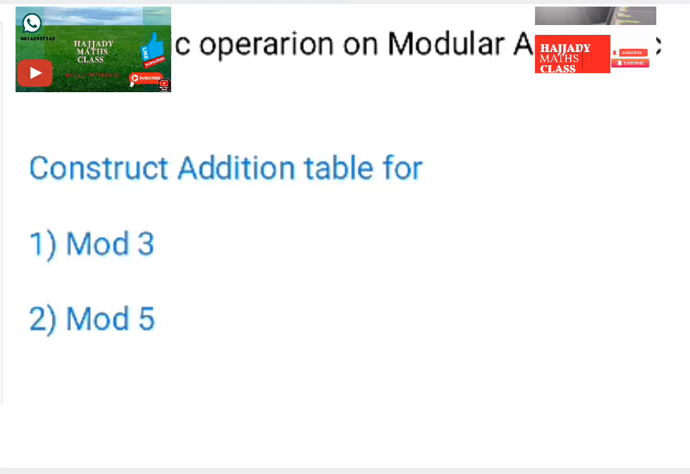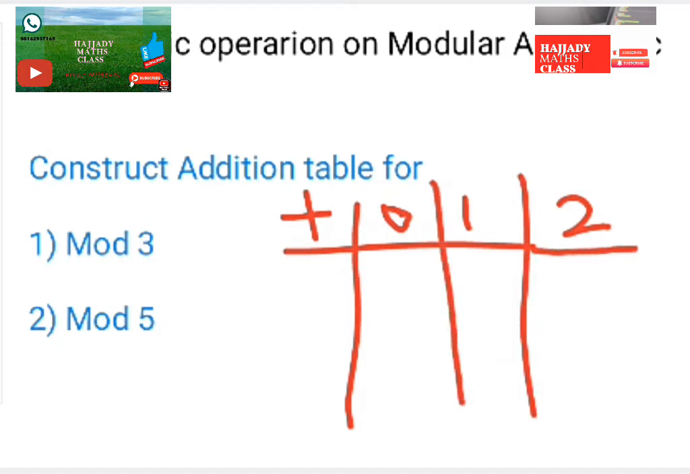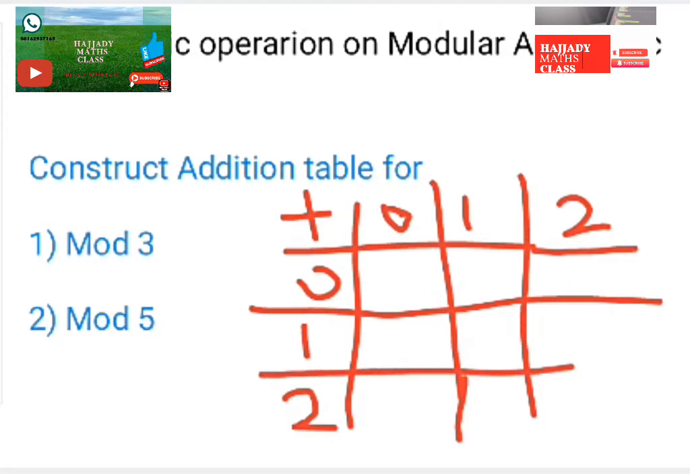For you to do this, I told you expressing numbers in mode 3, you have values 0, 1, and 2. If it is in mode 5, you have 0, 1, 2, 3, and 4. So in this case, we are using 0 to 2. So we have the addition sign, we have 0, 1, and 2, and in this case, we have the same thing, 0, 1, and 2. Don't forget, the maximum digit you can have is 2.